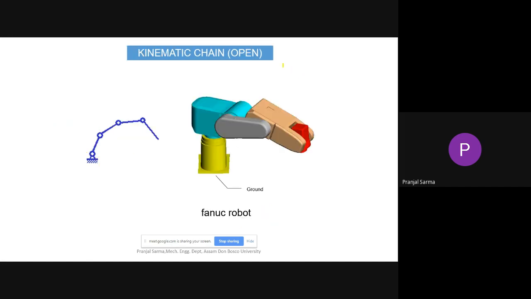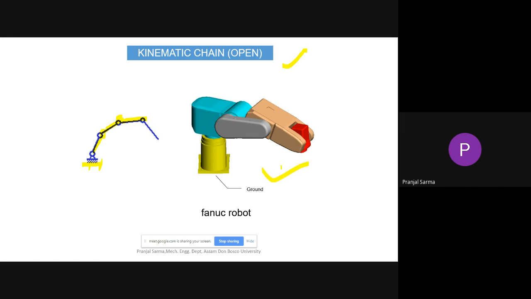Similarly, we are showing an open kinematic chain, and here you can say we have the ground or base link. Depending on the actual configuration, we can have different links and joints, and this being linked here. And this is the actual example of that.